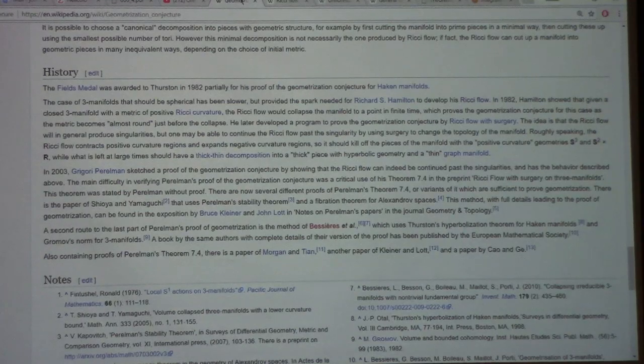Anyway, Perelman's a very, very interesting character in mathematics. I mean, you should read about him. The way he behaved, the way he responded to being honored is somewhat unusual. And I don't know, he seems like a kind of fun guy. Let's see here.